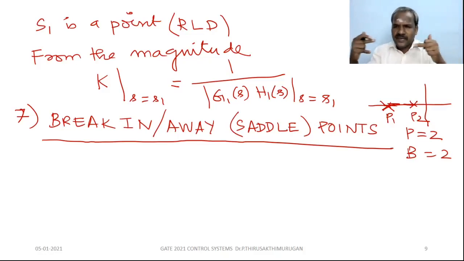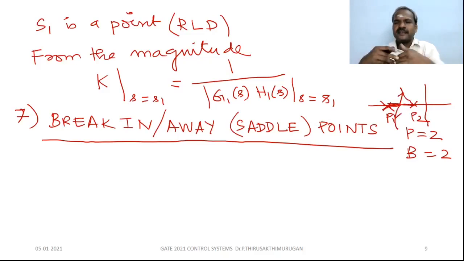When they meet together, like two villains or two heroes meeting and fighting, they will break away, they move away. So the P1 branch terminates on this side, and the P2 branch terminates on this side. When they meet together and move away, that point is called the breakaway point.